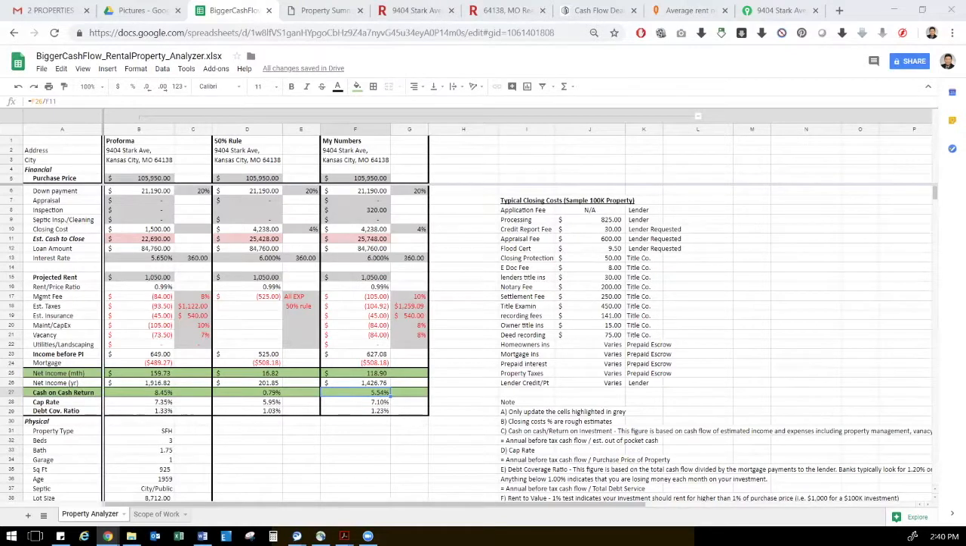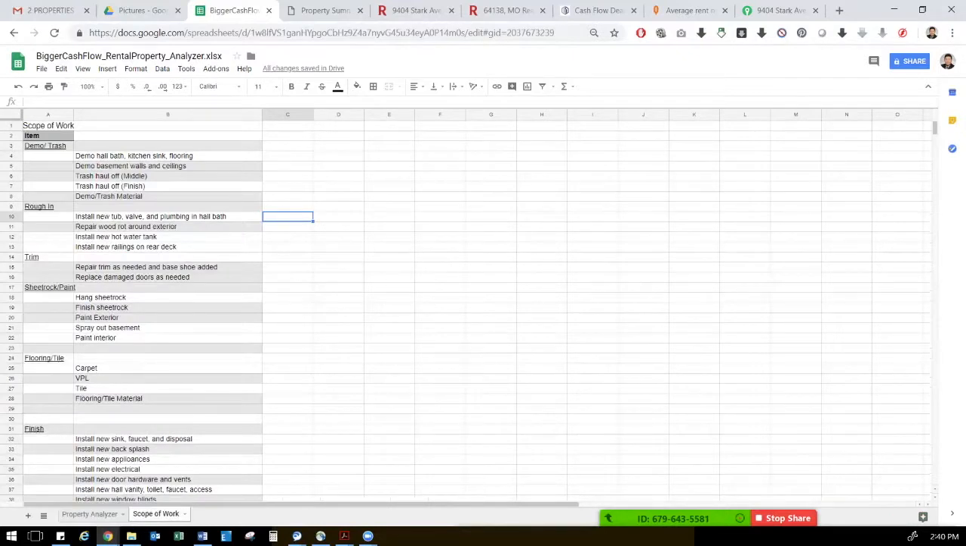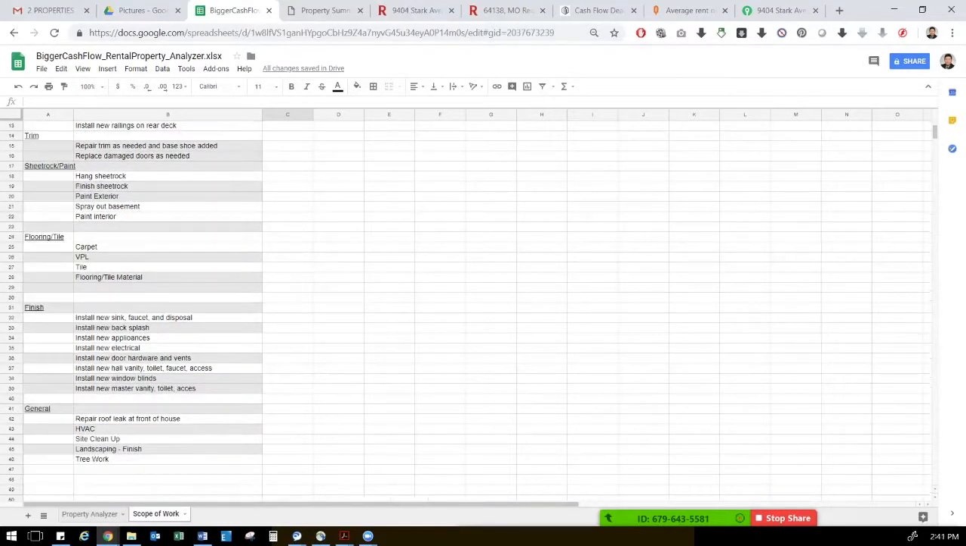Now, there are some of these assumptions that you're going to be using, like the interest rate, unless you get actual quotes, or vacancy and maintenance. So again, please do your due diligence and look at the scope of work. In this case, let's take a quick look at the scope of work to see how much capex has been replaced. Here they did some demo and trash haul off. They installed new tub, valve, and plumbing in the bath. I think this is where they expanded it to 2 baths. They got rid of some wood rot, new hot water tank. It's not in here, but I think they did a new HVAC when I looked at it. Yep, new HVAC.